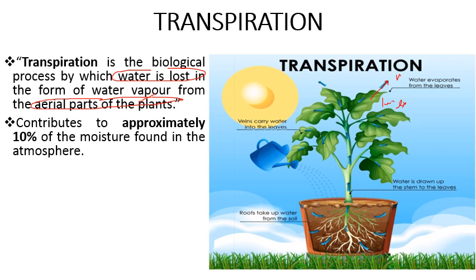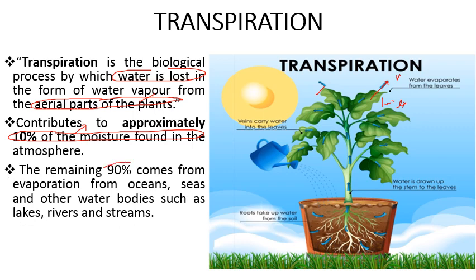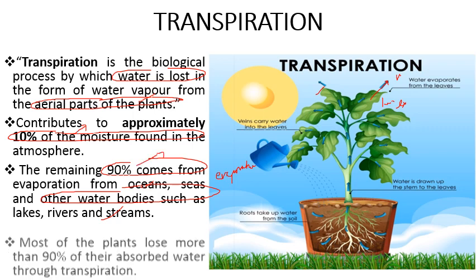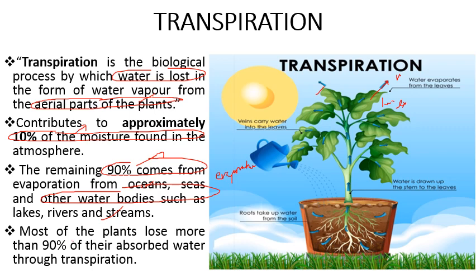This process contributes approximately 10% of the moisture found in the atmosphere. So 10% of atmospheric humidity is contributed by transpiration, and the remaining 90% comes from other evaporation processes, like evaporation from oceans, seas and other water bodies such as lakes, rivers or streams, which is simply a physical phenomenon. Most plants lose more than 90% of their absorbed water through transpiration, so this is a very expensive process.